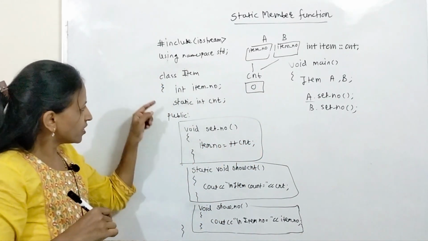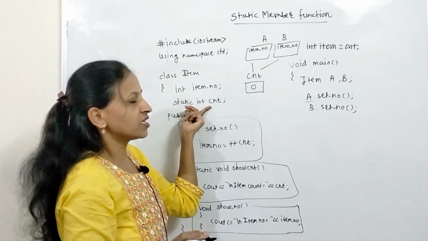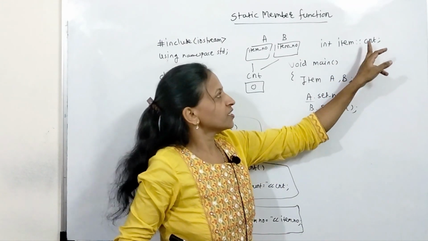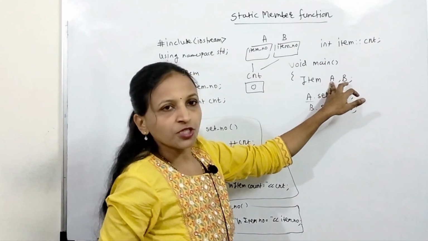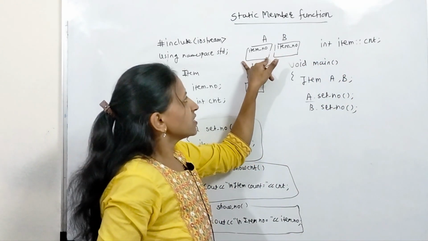See, one point is remaining. After closing this class, we have to redeclare this CNT because this is a static data member. Data type, class name, scope resolution and CNT. In this way we have to redeclare. Whenever we create an object of that class, first object, then this will get assigned.